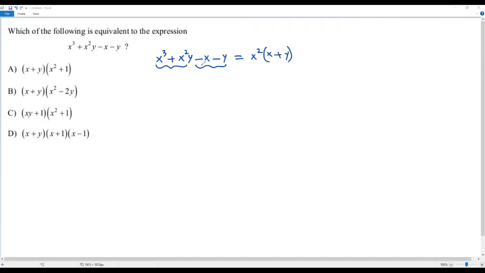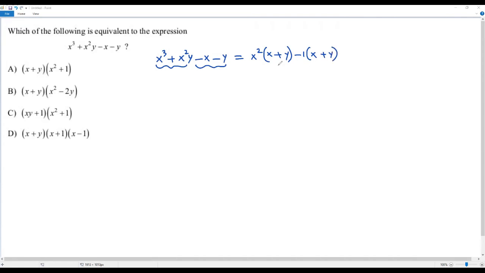Okay, now let's go to the second group. What can be factored out from the second group? We can factor negative 1 out. When we factor negative 1 out, to get the stuff inside the parentheses, we have to divide each term in the second group by negative 1. When I divide negative x by negative 1, I am getting positive x. And also when I divide negative y by negative 1, I am getting positive y.